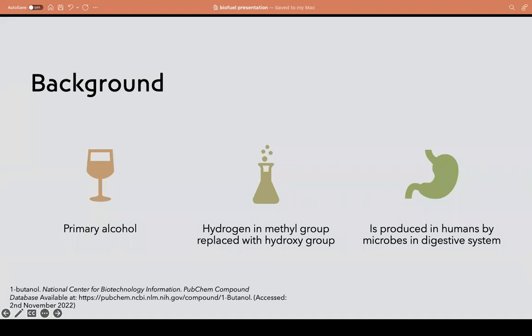Now, for a little bit of background, butanol is a primary alcohol. It has basically the same chemical structure as methanol. However, the hydrogen in the methyl group is replaced with a hydroxy group in butanol. Butanol is commonly seen in the human digestive system, where it's produced by several different microbes.